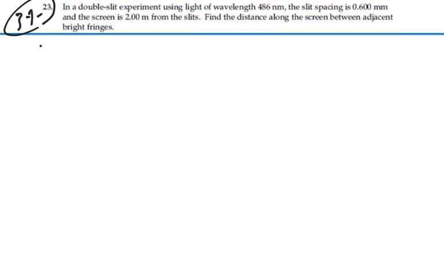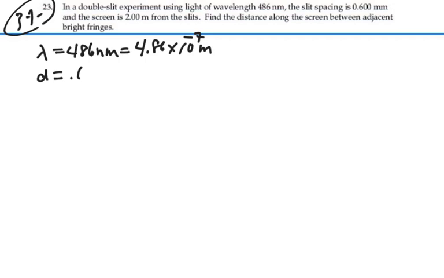Alright, so we have a wavelength of 486 nanometers, which would be 4.86 times 10 to the minus 7 meters. We have a slit spacing, d, of 0.6 millimeters, which would be 6 times 10 to the minus 4 meters. And we have a distance to the screen, L, of 2 meters.